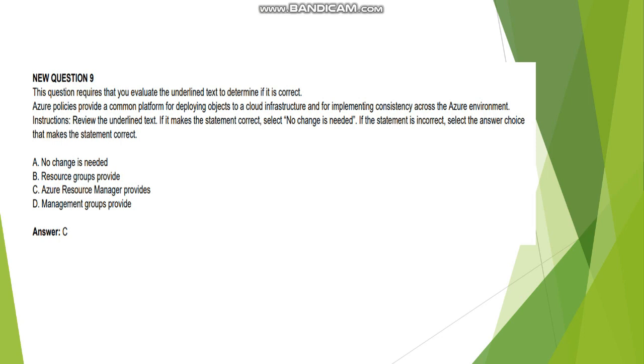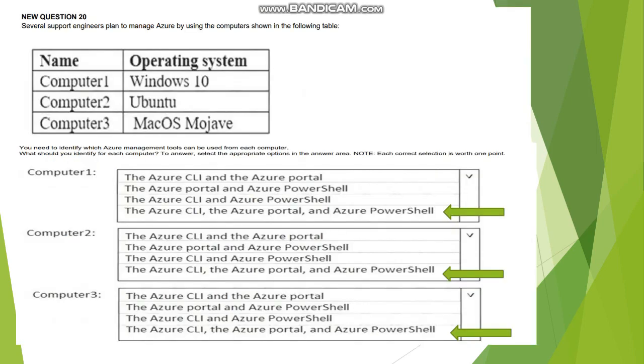If it is incorrect, select the answer choice. So your answer is C. Azure Resource Manager provides. This is Azure Policy provides a common platform. Your answer is C. Azure Resource Manager provides.